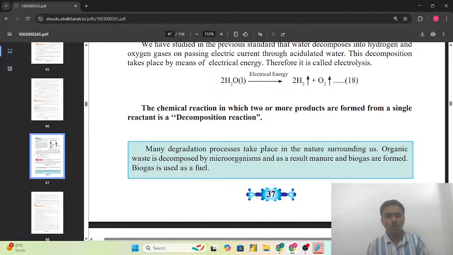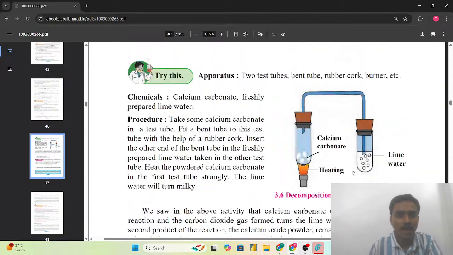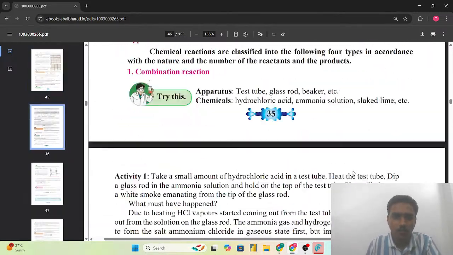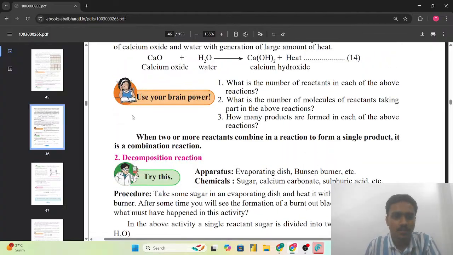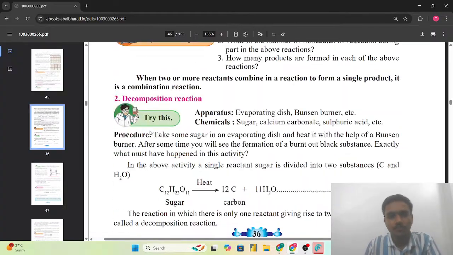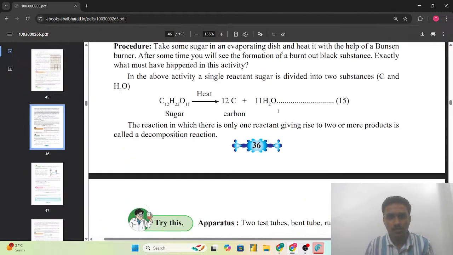So the major part of today's lecture is about balancing the chemical reaction, and we have studied about the two types of chemical reaction, that is the combination reaction and decomposition reaction. एक बार रिवाइज कर लेंगे. Combination reaction is when two or more reactants combine in a reaction to form a single product. When a single reactant leads to the formation of two or more products, then that is called a decomposition reaction. Till now, if you are having any doubt, then you can ask.